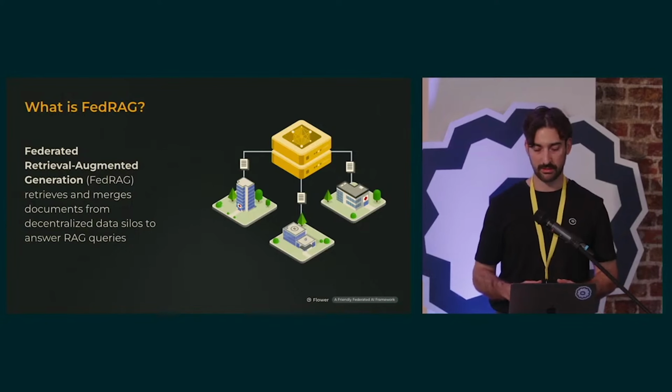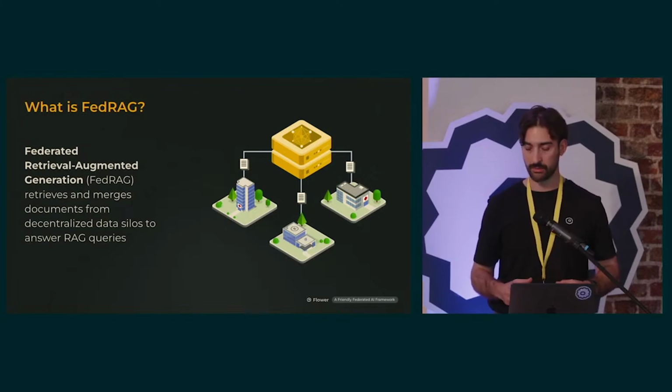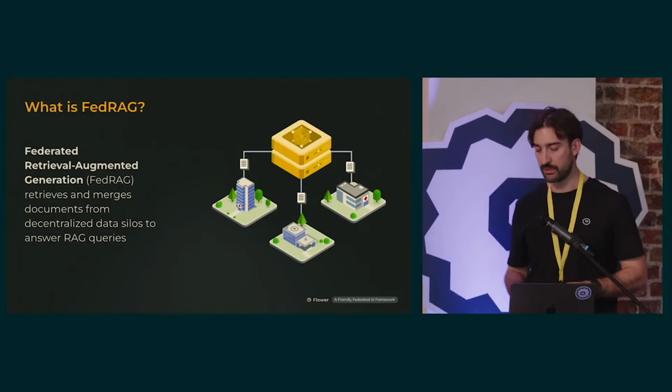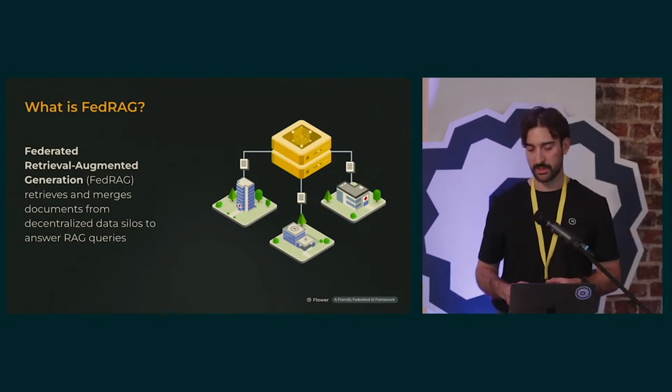The core idea is that you want to retrieve and merge documents from different decentralized data silos that previously you could not use because of centralized constraints. The core concept is that you retrieve and merge those documents in order to answer RAG queries in a decentralized fashion. For instance, you might have a consortium of hospitals, and these hospitals cannot share their data or their documents per se in a centralized location, and you want this federated, decentralized approach to retrieve and use those documents to answer RAG queries.